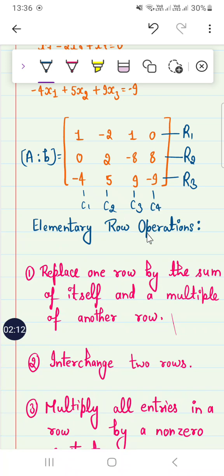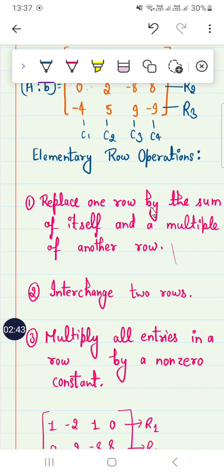Operation means what we operate on, that is multiplication and addition. We have chosen three operations. The first operation is replacing one row by the sum of itself and a multiple of another row. The second is interchange of two rows. The third is multiplying all entries in a row by a non-zero constant.